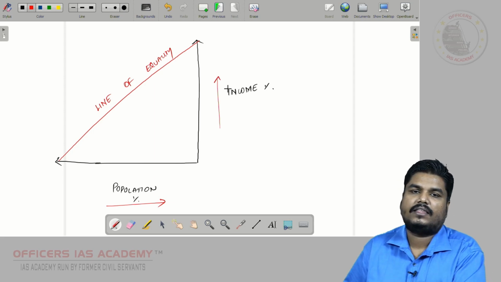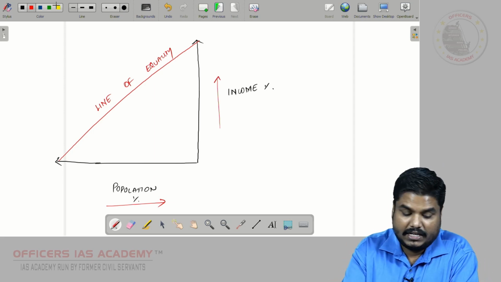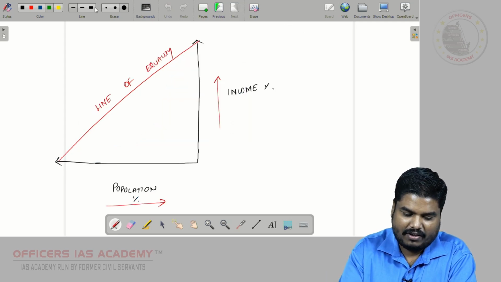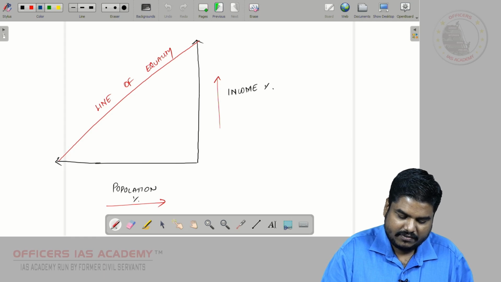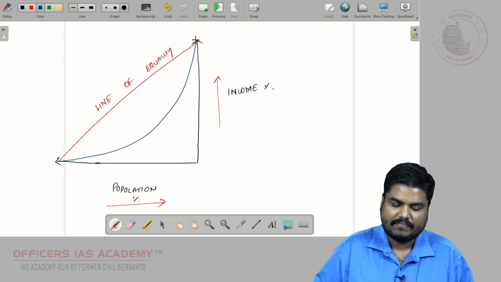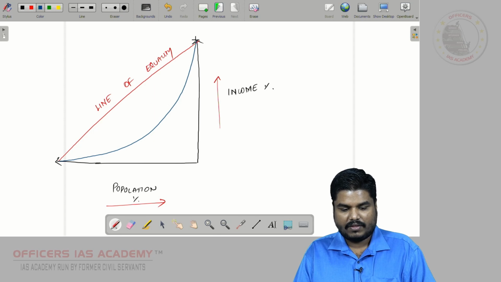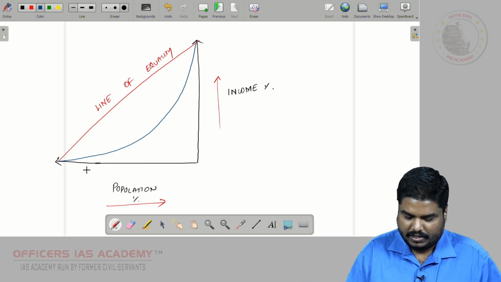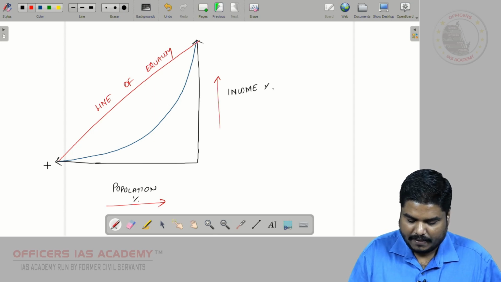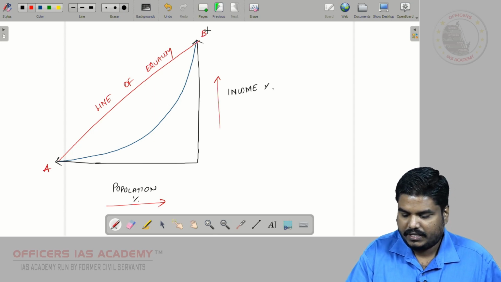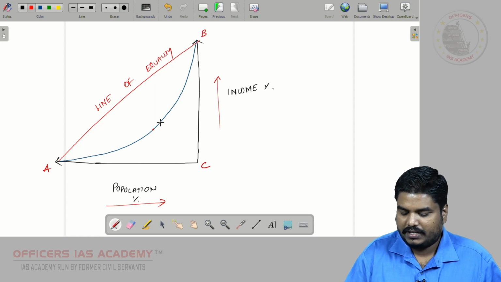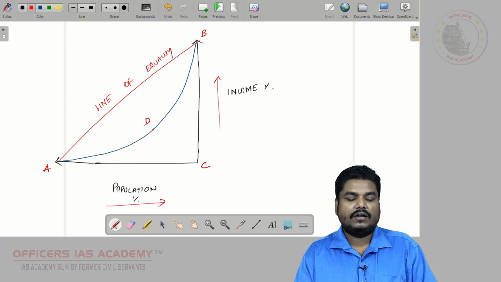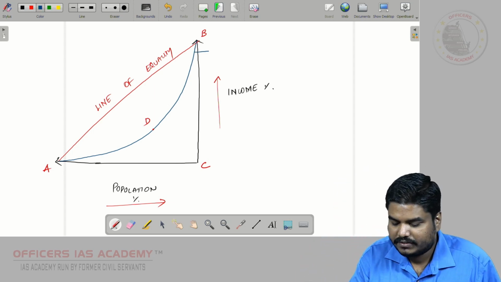In reality, I said we will have only a curve. So here I have mentioned we will have only a curve, so I am drawing the curve again. Let the curve be like this. Let's give some names to all these points. I am saying this as A, this as B, this as C. I am taking a point here and just calling it D. Now this blue curve is called the Lorenz curve.